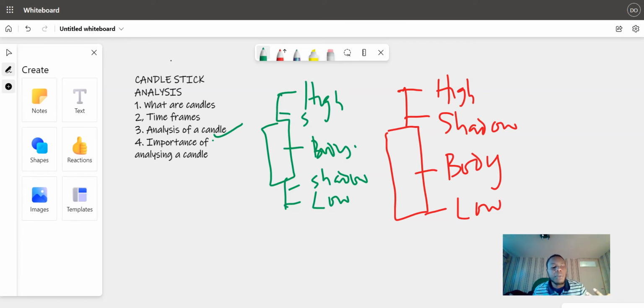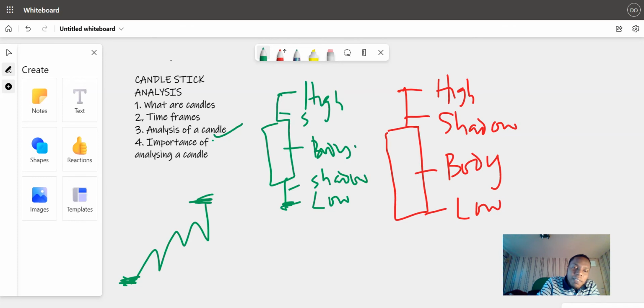So now let me explain a little bit, step by step. The high means this is the highest point the market got to, for instance, in 30 minutes. So in 30 minutes, the price was going like this. So this was the highest point. This is the high, and this point here is the low. I want you to get that.